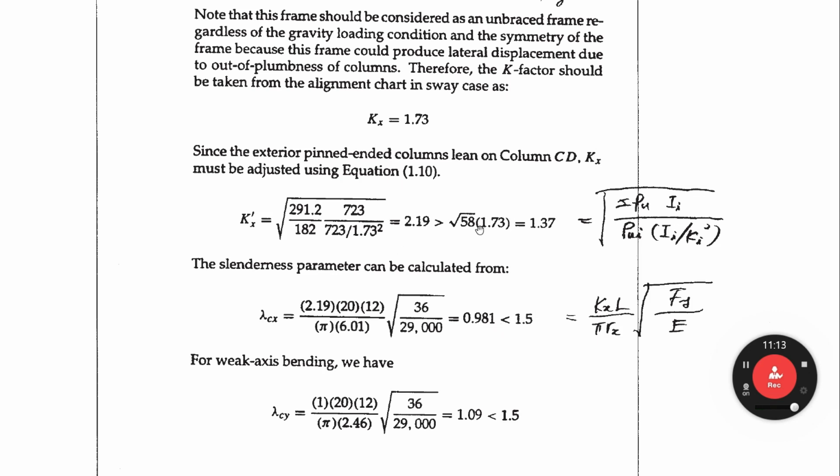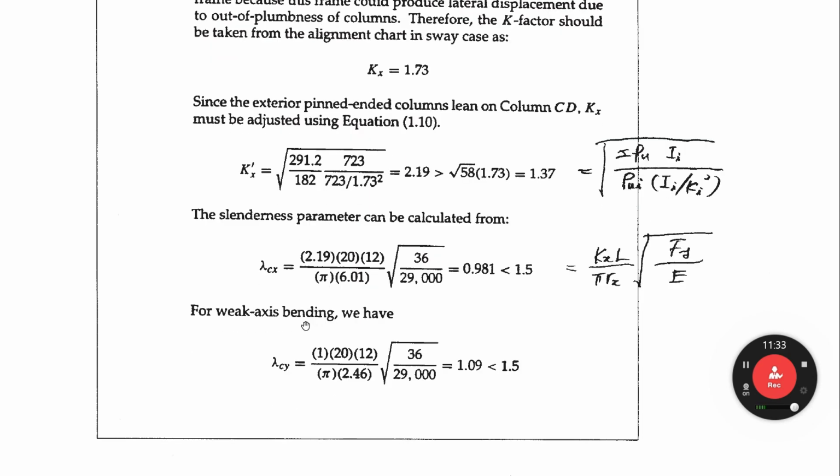Okay, let's look at it. There is some typo here. That is 5 over 8, not 50 times 1.73. And then regarding the weak axis bending, weak axis direction, we have lateral support. There is no lateral sway. So the K value is 1, and 20 is the length. And then the radius of gyration in the weak axis, like that, gives 1.09, less than 1.5.